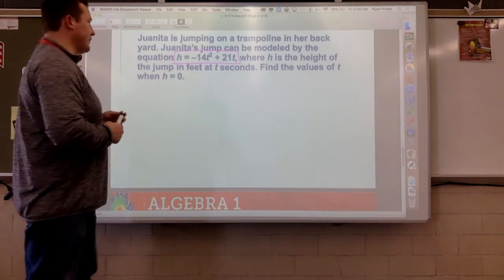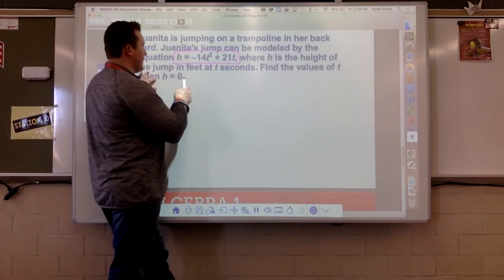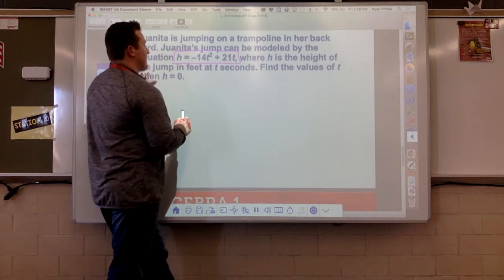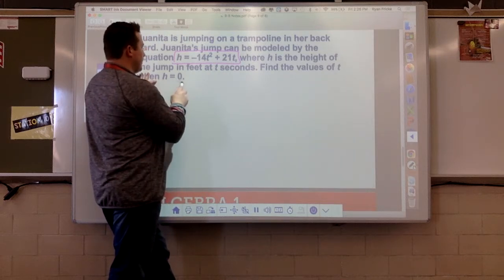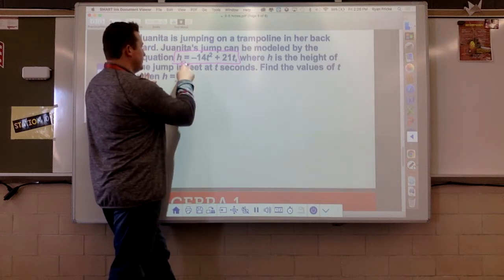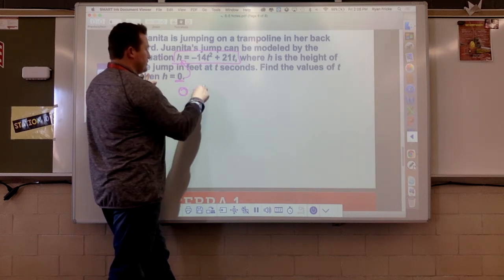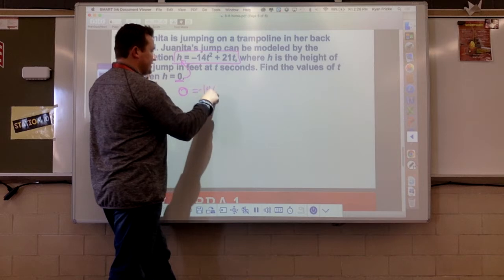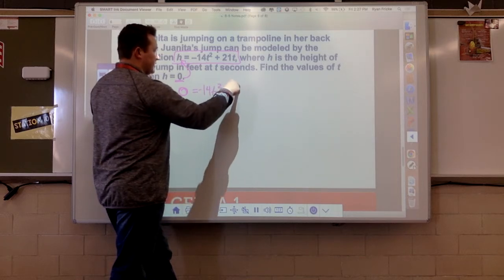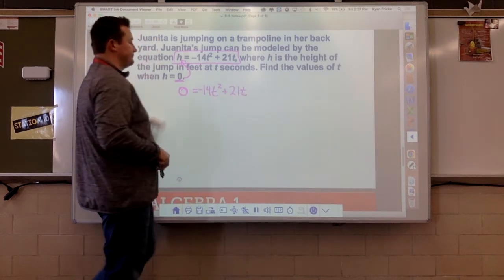So if you think about what this says, okay? All right. They want me to replace 0 with this. Whoa, 0 equals negative 14 t squared plus 21 t. Okay?